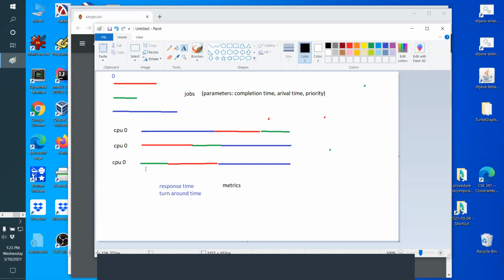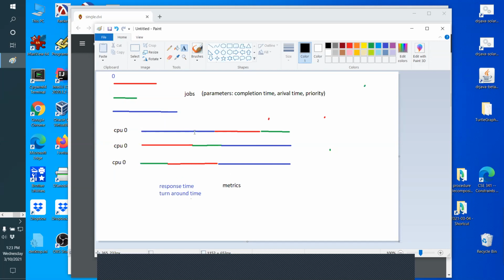Like here, his response time is 0. And here, his response time is 0. And here, his response time is 0. Well, of course, there's always somebody with a 0 response time. What's more important here is the average response time between the blue, the red, and the green. Over here, what's the average response time? Over here, what's the average response time? Or what's the average turnaround time?